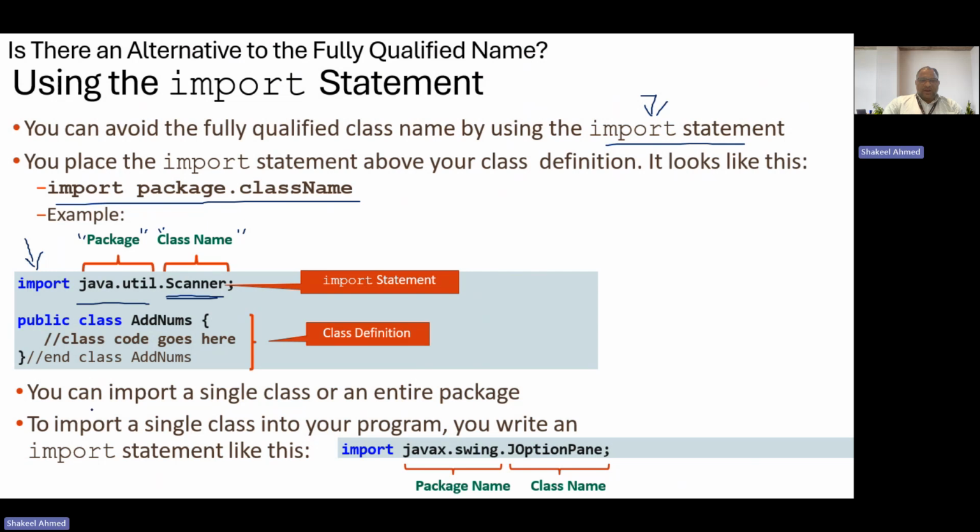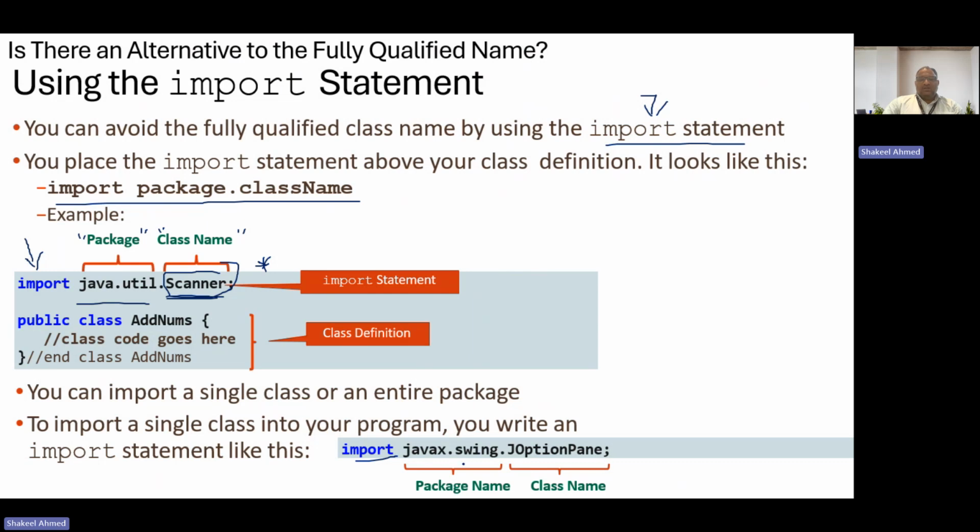Similarly, you can import a single class or an entire package. Instead of java.util.Scanner, if I put a star mark, that is okay. Similarly, if I want to use import javax.swing.JOptionPane, javax is the package name and JOptionPane is the class name.